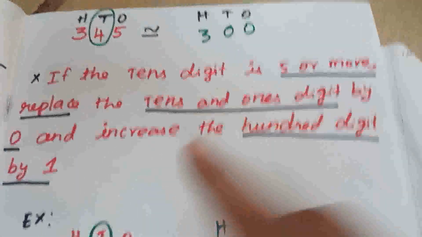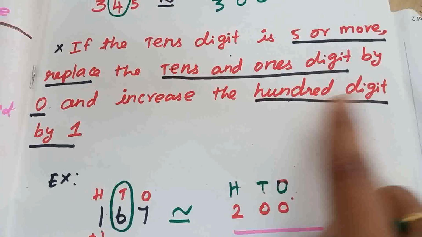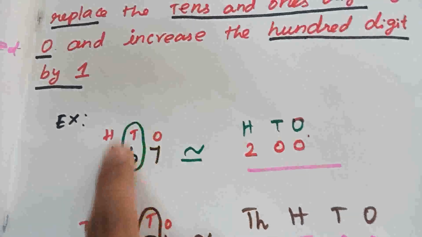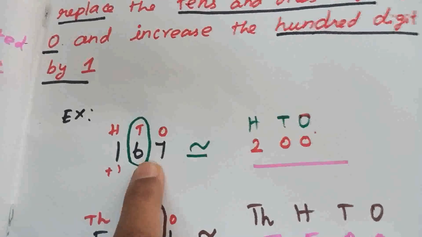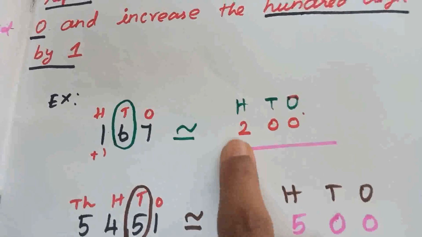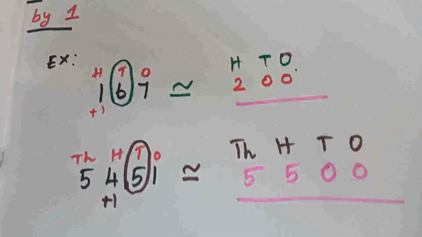The second rule is for 5 or more than 5. You replace the tens and ones places by 0 and increase the 100 digit by 1. So see that example. Observe the tens, which means you circle it. More than 5 means you put 0 in the tens and ones places. Add 1 in the 100 place. That means 2. So the answer is 200. Do you have any doubts? Okay.